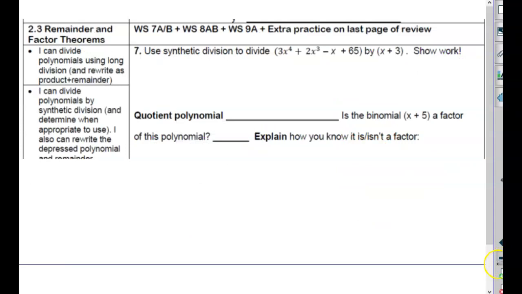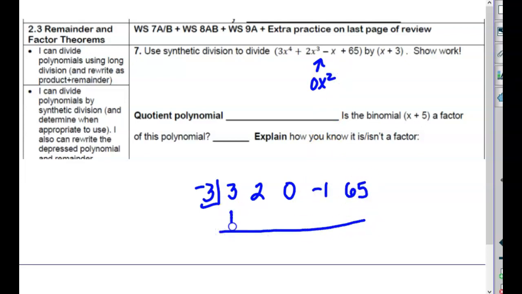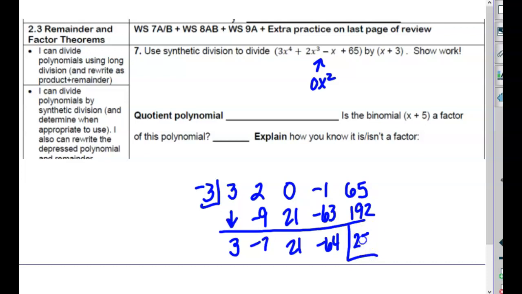Do we need to do synthetic division? If we did, remember it's negative 3. And then we have a 3x to the 4th, a 2x to the 3rd. Oops, we need a 0x squared in there, right? A negative 1x and a 65. I'm going to go kind of quickly, unless somebody needs me to explain. Oh, I got a remainder. I thought it wasn't going to give me a remainder, but it gets a gross remainder. Someone check me. Did anybody get that bad of a remainder?